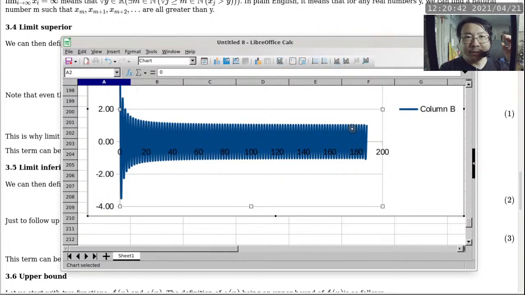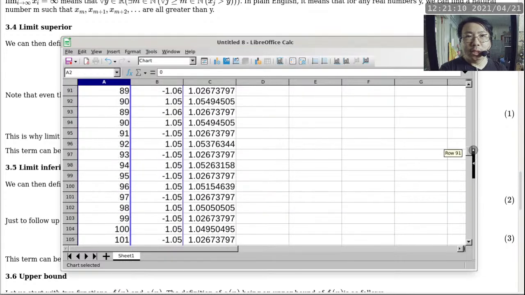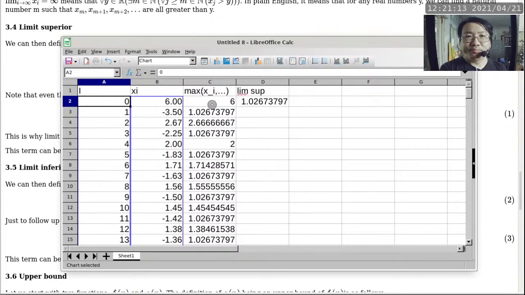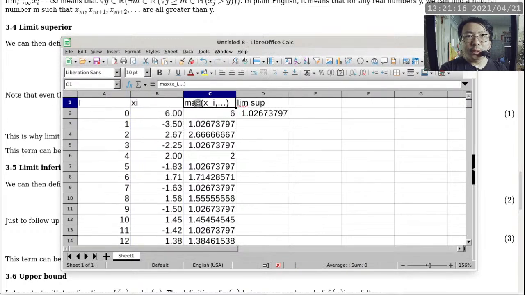And as long as that envelope seems to be, quote unquote, stabilizing as the index goes further and further, it will still have a limit. It will still have a limit superior, which is the upper bound portion. If you look at this curve here, this is sort of the limit superior, and then this is sort of the limit inferior. It's not exact, because when you look at the actual values in the spreadsheet, this is our supremum, and then this is the infimum of the supremums.